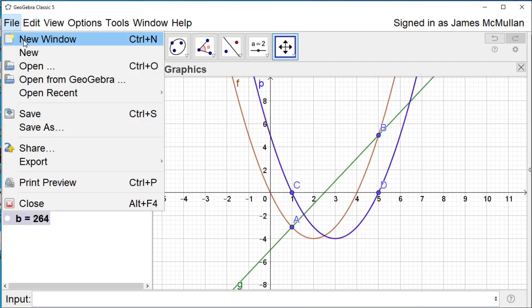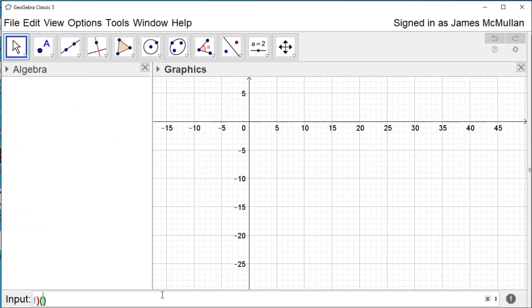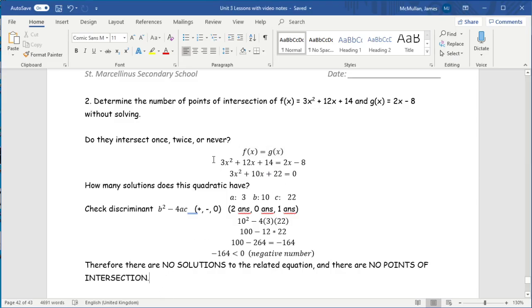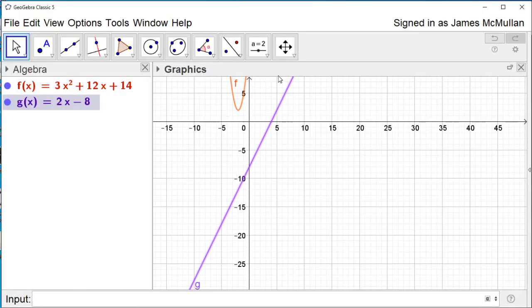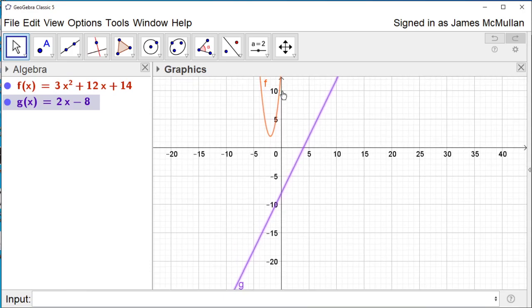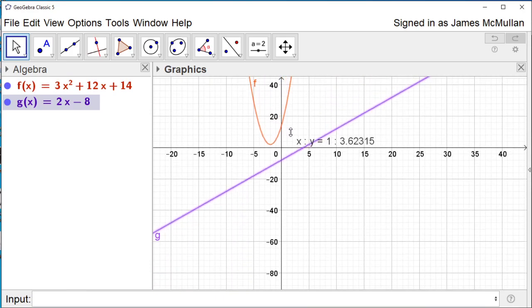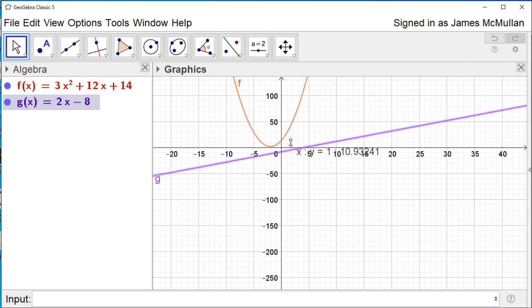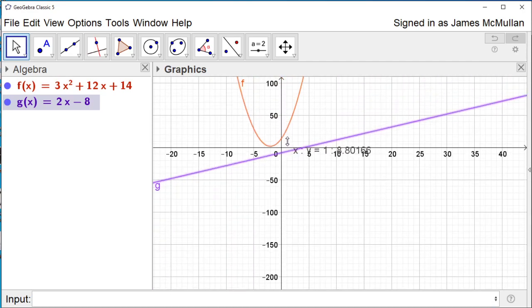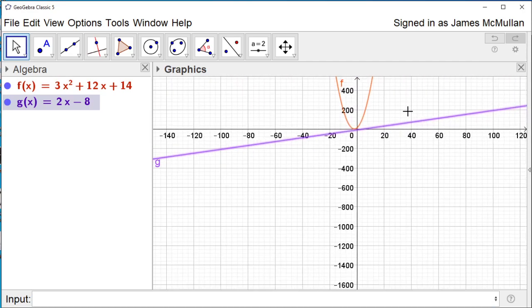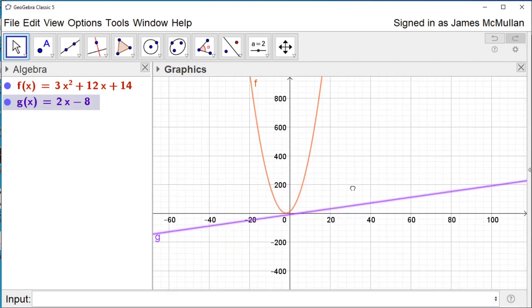So we'll start a new one here. We'll go f of x is 3x squared plus 12x plus 14, and g of x is 2x minus 8. Okay, and if you look at these two, you realize that the quadratic rises much faster than the line, so they're never going to meet in the future, and they don't meet around this area either, right? So you can zoom this out and you can see, yeah, they're just never going to cross one another, right?